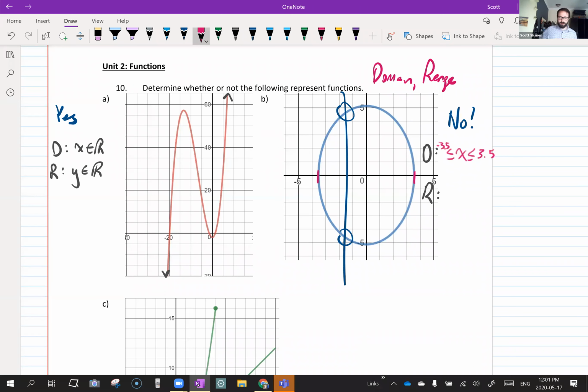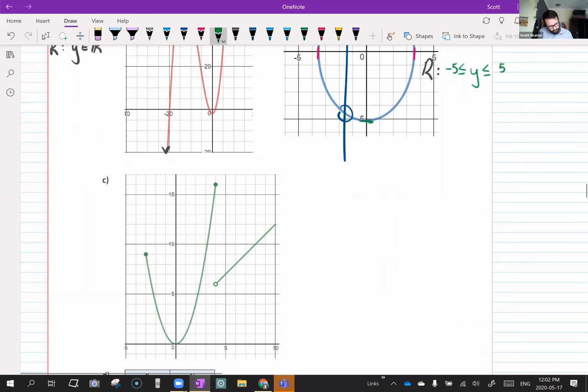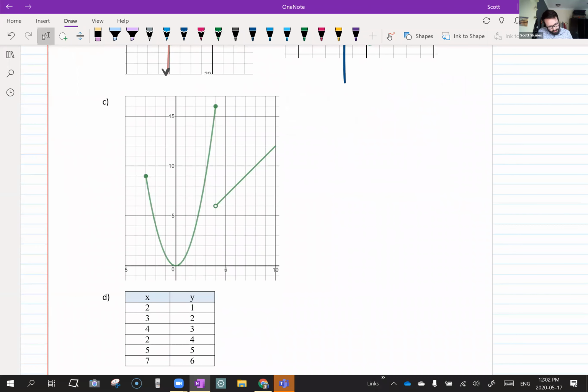I kind of ran out of space there. The range, the biggest is 5, we'll say, and the smallest is negative 5. So range needs to be between 5 and negative 5. That's our range. It can be any y value in between those, but it doesn't exist bigger or smaller than those. Let's look at this one. Is this a function? Yes, it is, because it always passes the vertical line test. And I'm not going to ask you to do the domain and range of the piecewise. This is a piecewise function. I'm not going to ask you to do domain and range.